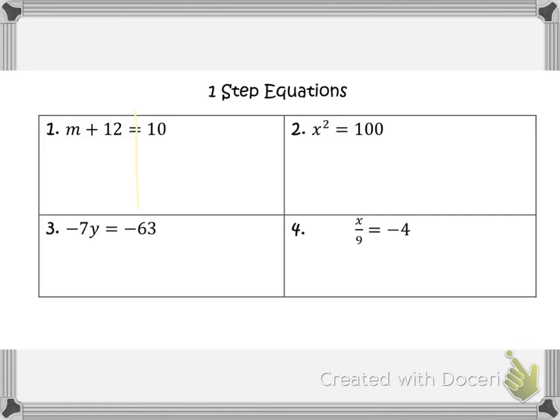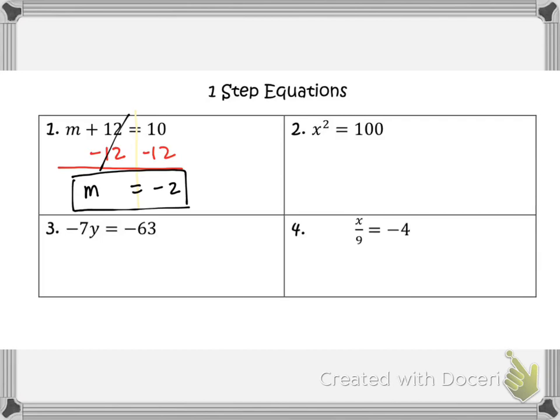So if I want to get m by itself, I need to cancel out that adding 12, right? I need to cancel the addition. So the inverse of addition would be, as we just reviewed, subtraction. So I'm going to subtract 12 to cancel that 12 out. But I know that whatever I do to one side, I have to do it to the other side. So now, on the left side, the 12s will cancel, and then I'm left with m equals, and then 10 minus 12, which gives me negative 2. So my answer is m equals negative 2.